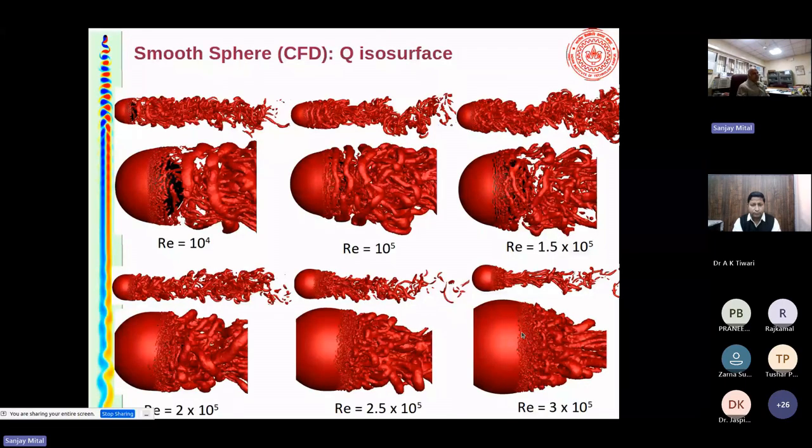So first you do some calculations for a smooth sphere, just to make sure that you can capture the details of the flow and the drag crisis. So you can see at low Reynolds number about 10 to the fourth, you get these shear layer instabilities, but the wake is quite wide. The separation is very close to the shoulder. But if you go to large Reynolds number, then the separation moves downstream and you get a narrow wake. So we are able to capture the turbulent boundary layer and its transition.